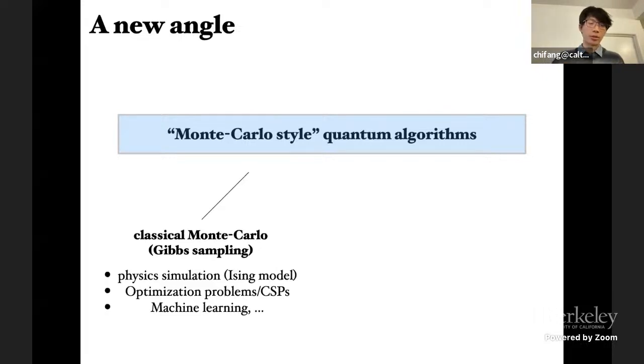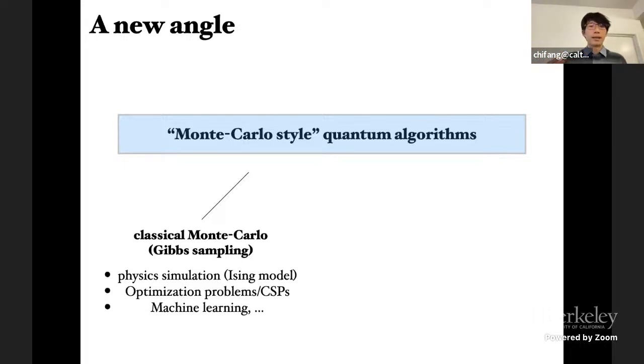So classical Monte Carlo was usually used initially for physics simulation of Ising models, but later on it took off and has wide application. The spirit here is that there's an algorithm, it's easy to use, there are not too many parameters to tune, and then someone gives you a problem, you can just run it and see how good it works.